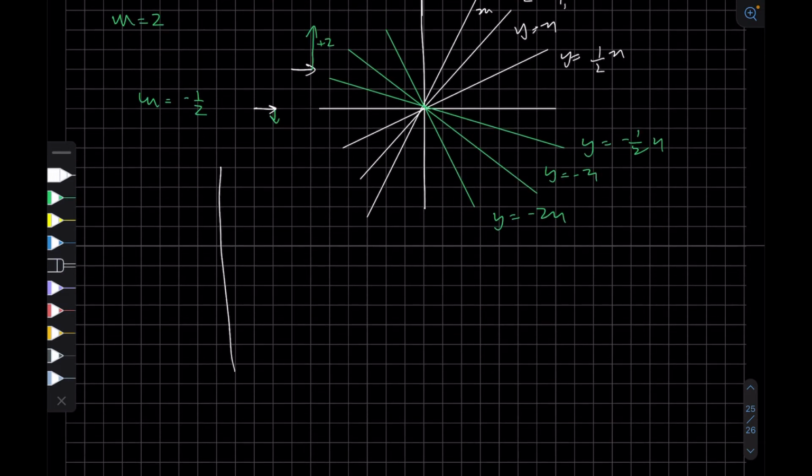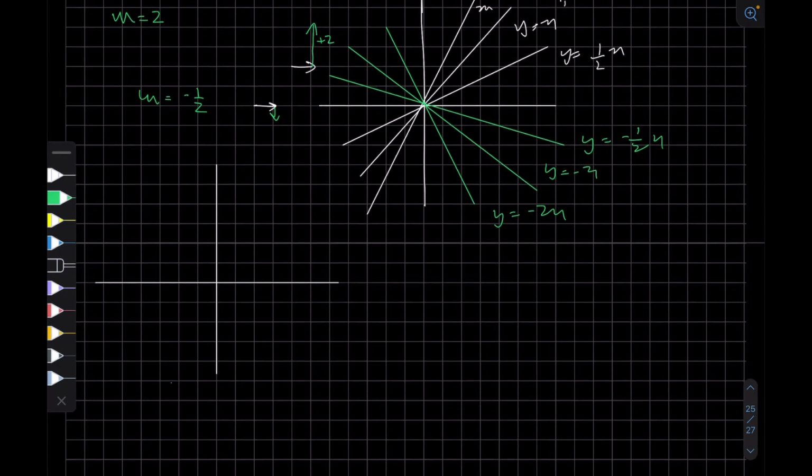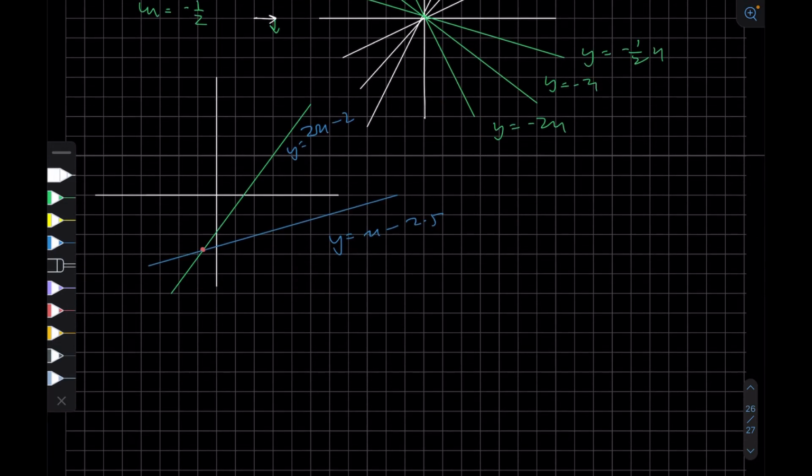Alright, so now we are dealing with one line or one linear equation. Now let's say instead I have two lines, one like this and another one like this. Let's say this is y equals 2x minus 2 and y equals x minus 2.5. I notice that these two lines intersect at one point. So what does intersecting at one point mean?